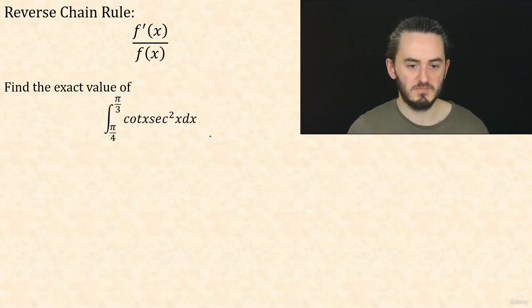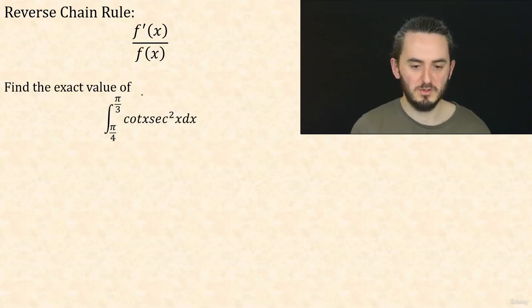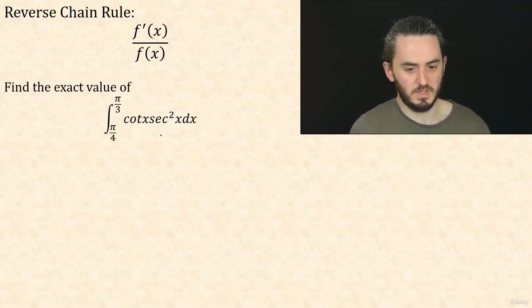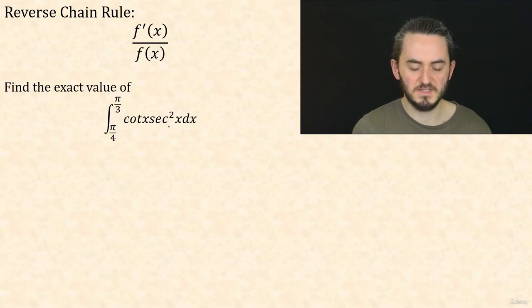Okay, last question. Can we find the exact value of the integral of cot x sec squared x dx between pi over 4 and pi over 3? Okay, so how do we do this? Well, we don't currently have a derivative over a function. But what have we got? We've got cot x and we've got sec squared x. Do either of those ring a bell as a derivative? Well, sure, because sec squared x is the derivative of tan x. Okay, so what's cot got to do with tan x? Well, it's 1 over tan x.